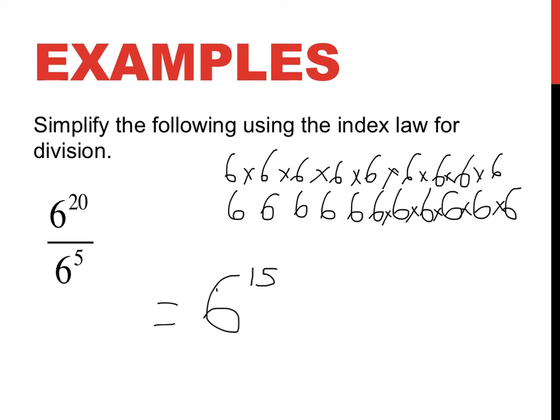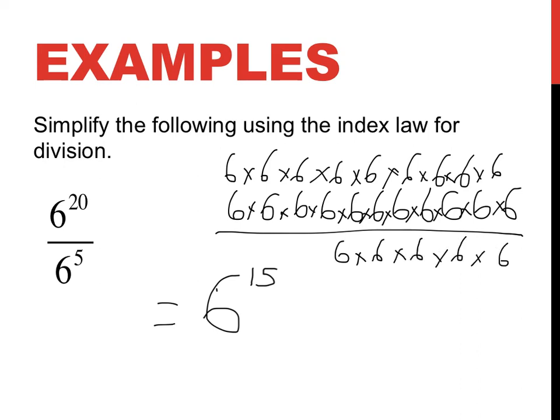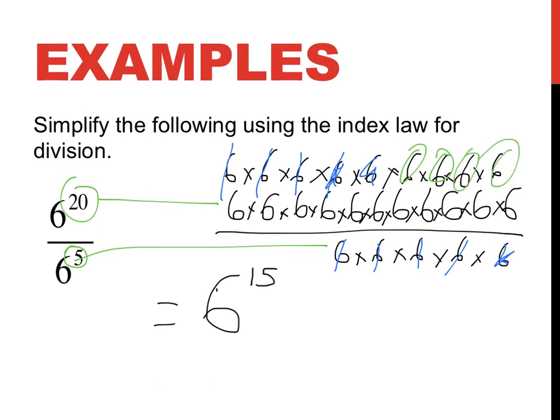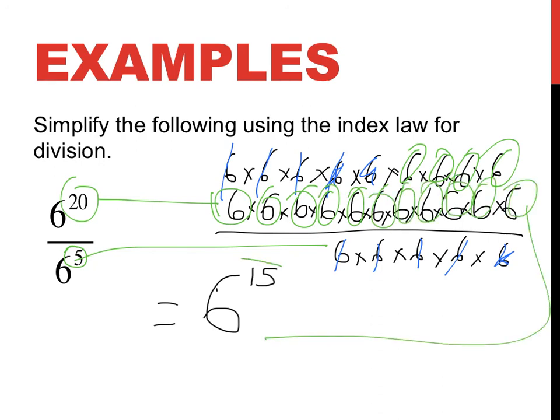And if you really, really want, you can check and see if I'm right by cancelling them out. All I'm doing is expanding the 5 there and the 20 there, and I can cancel 1 for 1: 1, 2, 3, 4, 5. And I am left with 1, 2, 3, 4, 5, 6, 7, 8, 9, 10, 11, 12, 13, 14, 15. If you don't believe me, check and see for yourself.